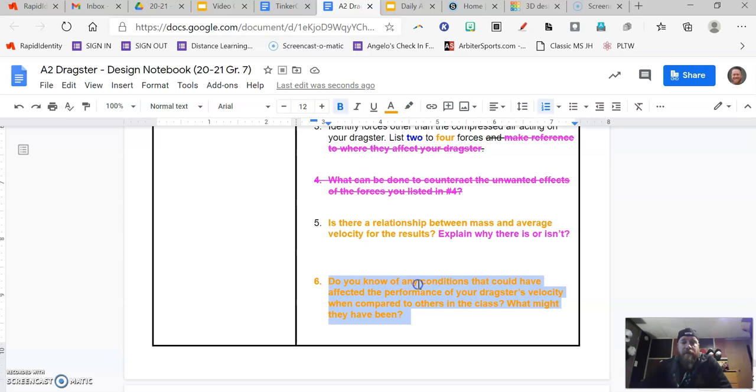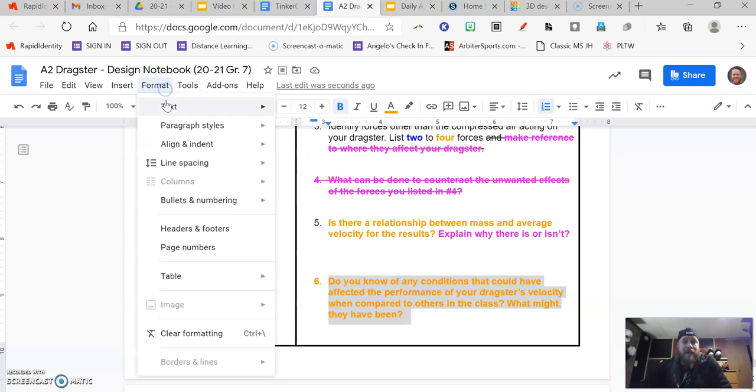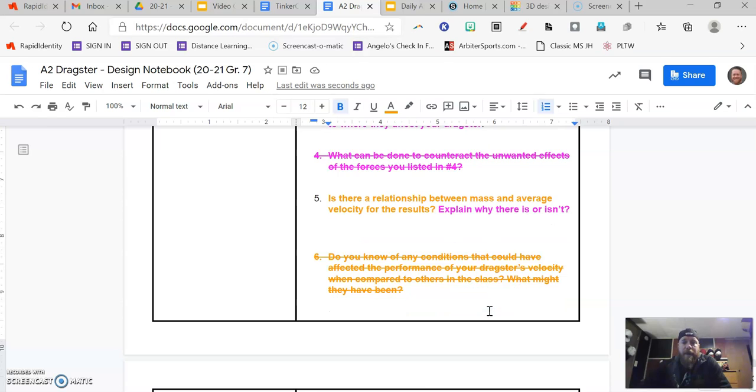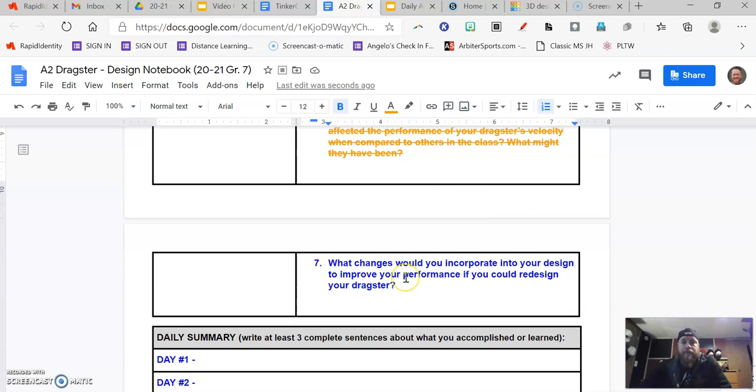Question number 6. This is a question that we need to cross off because we didn't have a chance to race our cars in class, so you couldn't compare your dragster to your classmates. Question number 7. What changes would you incorporate into your design to improve your performance if you could redesign your dragster? I know you didn't race it, but if you could go back and start this again, what would you do differently when you were designing your car?